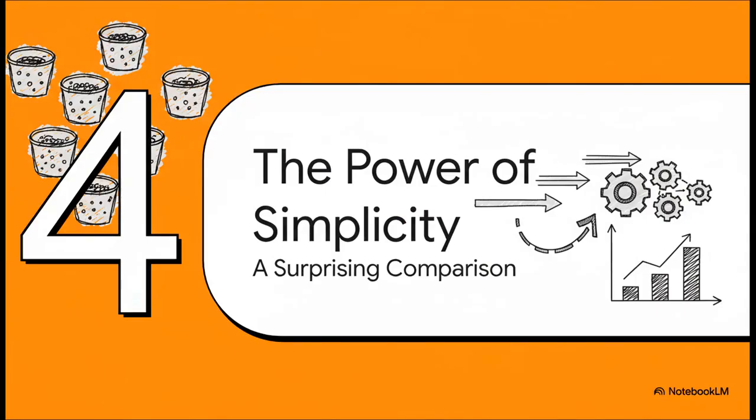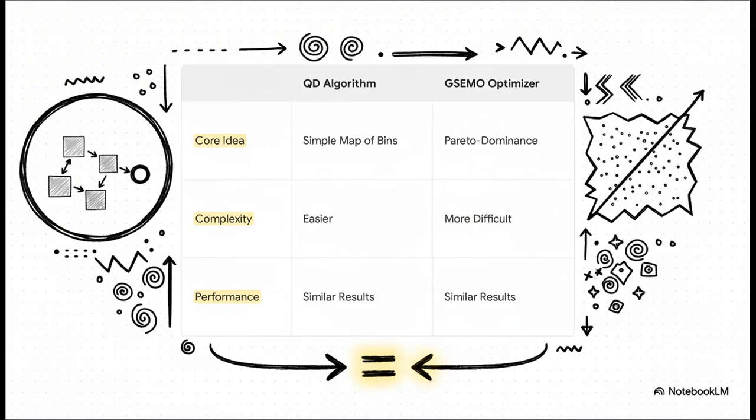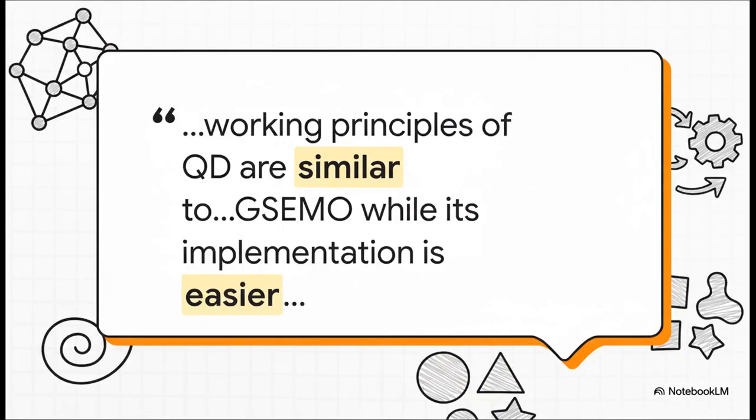This all brings us to what I think is the most powerful insight of the entire paper. This simple collection-of-bins algorithm was put head-to-head with some much more complex, established methods. So on the left, you've got our simple QD algorithm. And on the right, you have a powerful but way more complicated optimizer called GSEMO. The shocking result? For these really hard problems, the simple QD algorithm performed just as well. I mean, the authors themselves really highlight this. They found that their much simpler approach gets the same amazing results, but without needing all the complex machinery. It's just a fantastic example of elegance and power in algorithm design.